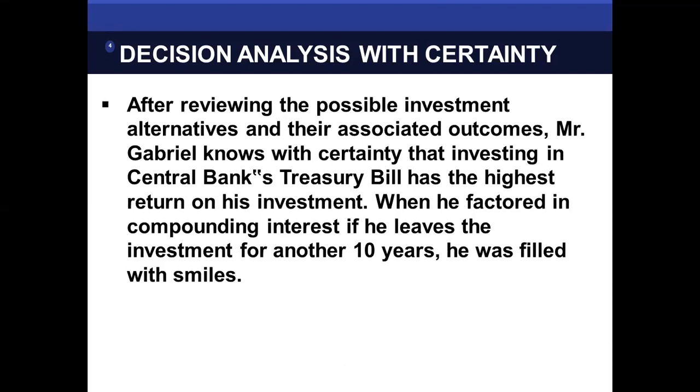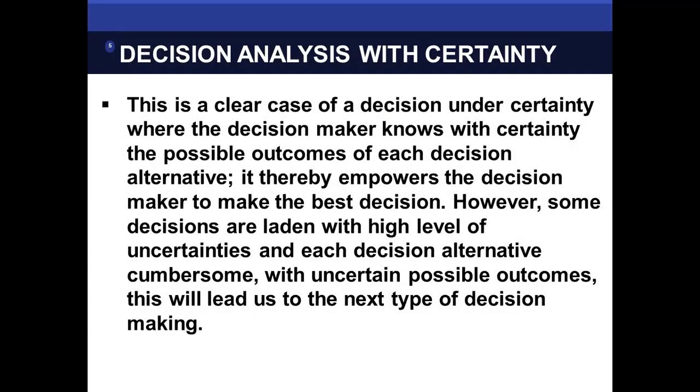He has looked at the three alternatives available to him, and he knows with certainty that this alternative gives him the highest return on investment. And that is exactly what decision makers look at. So it is clear that central bank treasury bill at 20% return on investment is far better than the fixed deposit at 7.5% returns and the savings at 3% returns. So the decision alternative is clear.